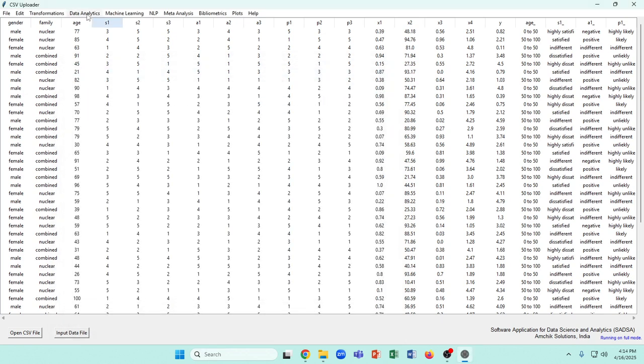So now if that is the intention, go to factor analysis, exploratory factor analysis. It will ask you to enter numeric data variables: S1, S2, S3, A1, A2, A3, P1, P2, P3. Okay.